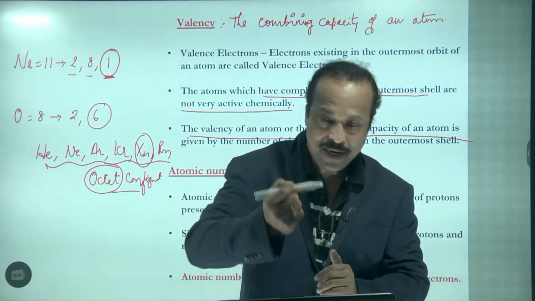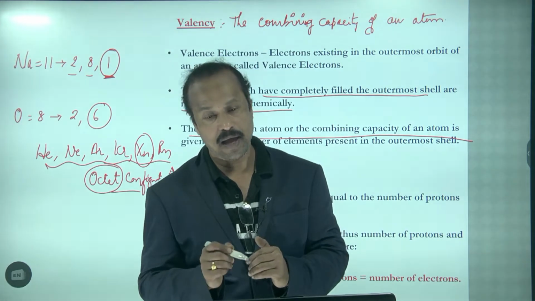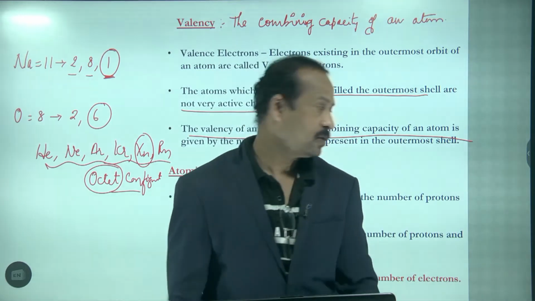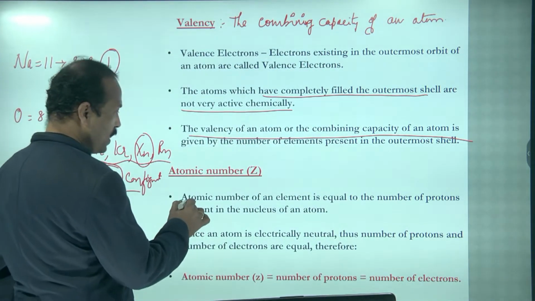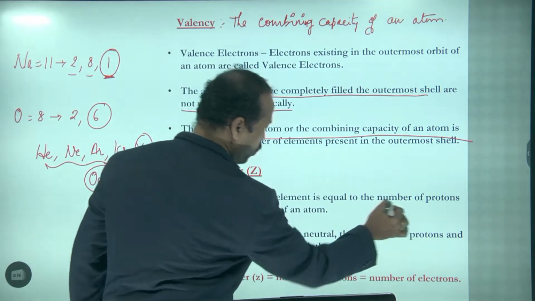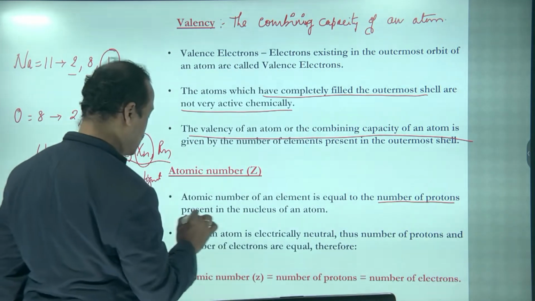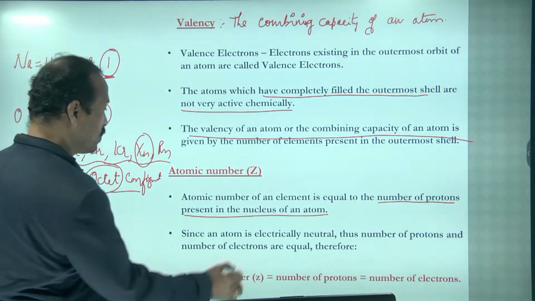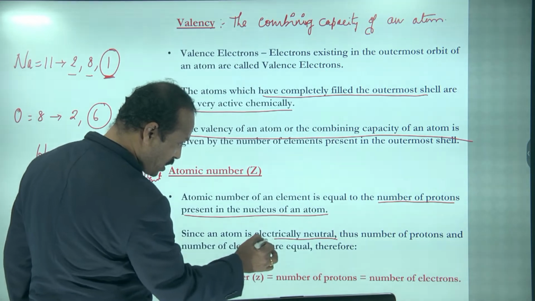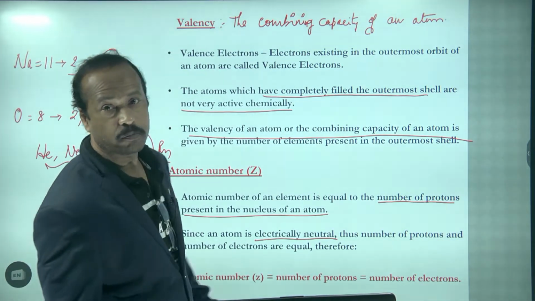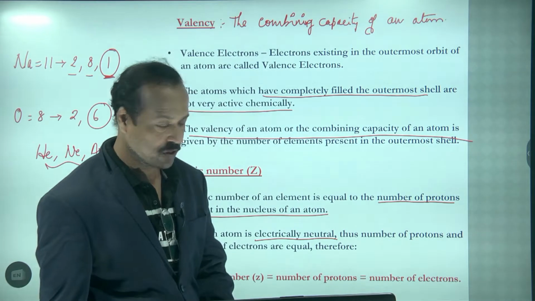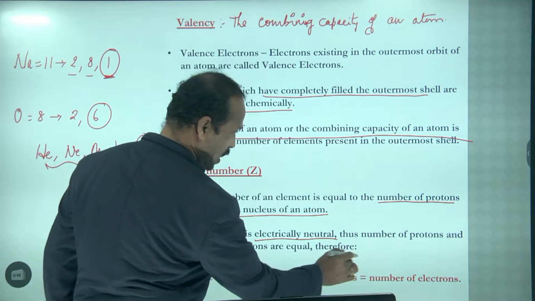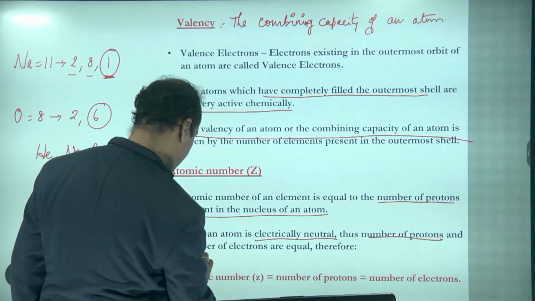But while combining with other elements, some elements may lose or gain electrons. So that is important. See here, the atomic number of an element is equal to the number of protons present in the nucleus of an atom. And since the atom is electrically neutral, meaning it does not possess any positive or negative charge, the number of protons and the number of electrons are equal.